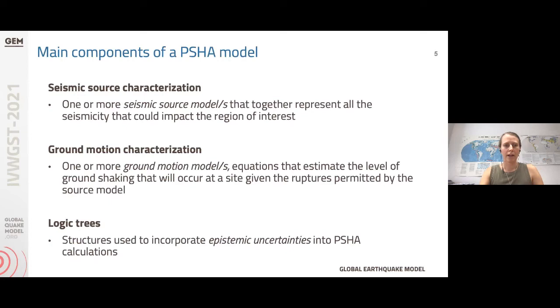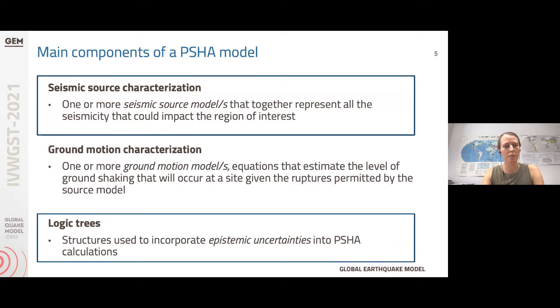So revisiting the slide from yesterday, there are three main components of a PSHA model. And these are the seismic source characterization, the ground motion characterization, and the logic trees. And I'll start out with the seismic source characterization, touching just a little bit on logic trees, and more specifically on how we choose what will go into a logic tree.